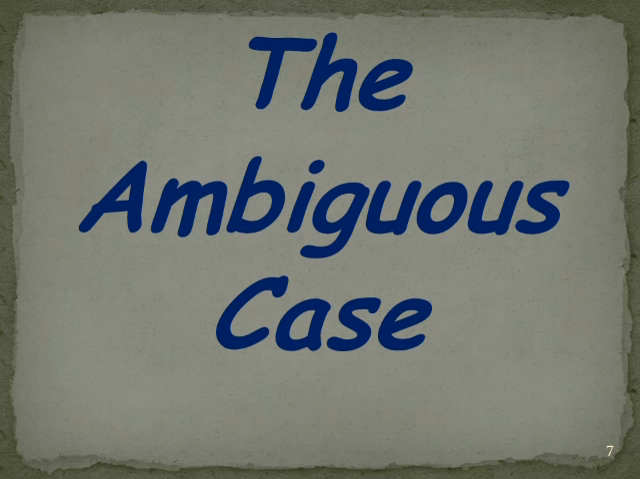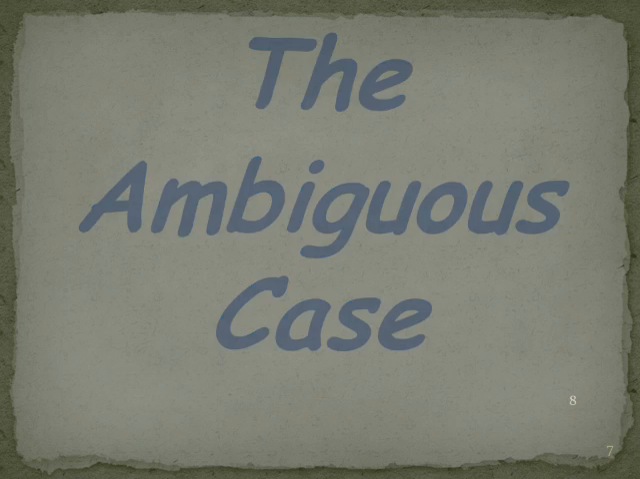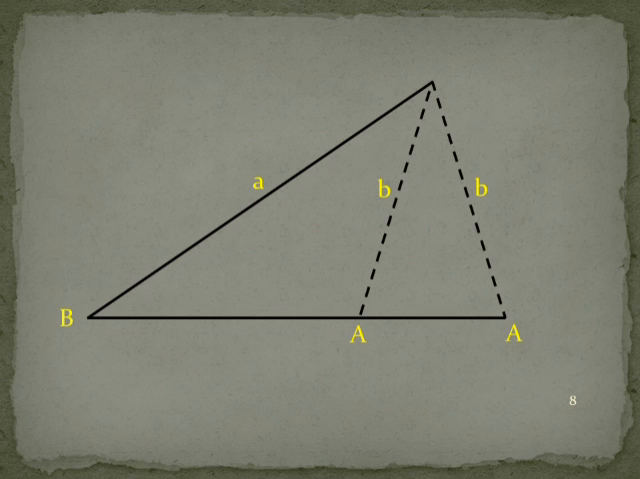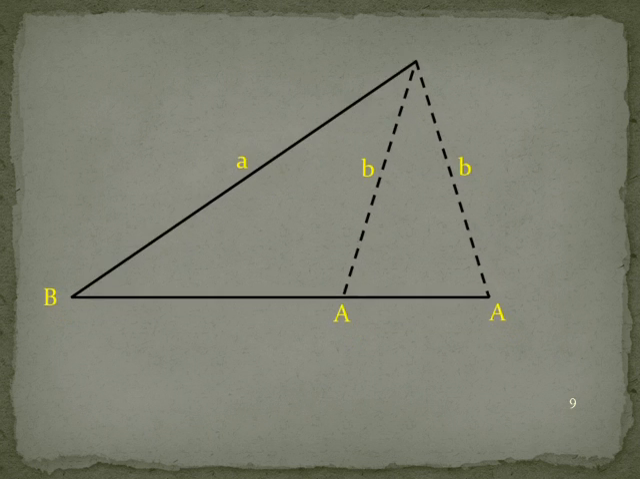The ambiguous case. Consider the following situation. Here we've got two lines, and when we try and swing a length B down from the vertex at the top, you'll see it can actually go in two different directions. One where the angle A would be acute, and the second one where the angle is obtuse. This is called our ambiguous case.